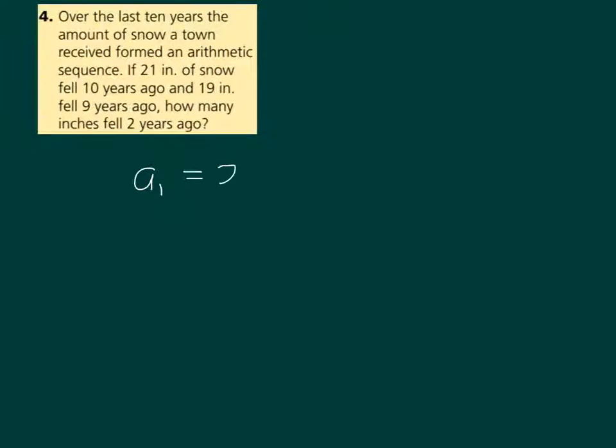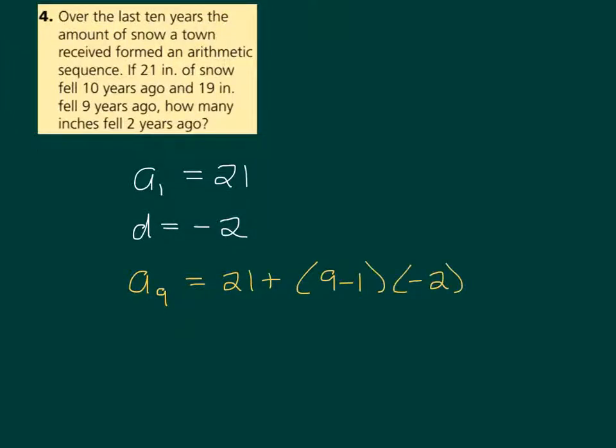The first term is 21. The common difference is negative 2. We are looking for the ninth term. The ninth term is the first term plus 9 minus 1 times the common difference, which is 21 plus negative 16, which is 5. How many inches fell 2 years ago? 5 inches. 5 inches of snow.